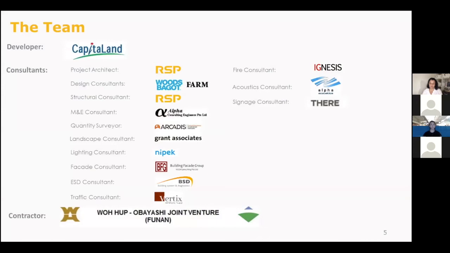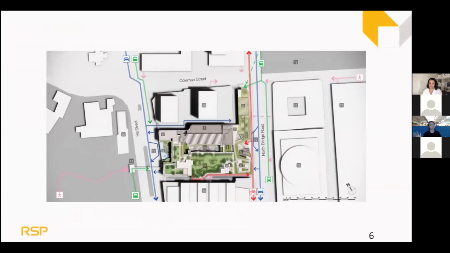RSP was the lead consultant with the developer CapitaLand, and the rest of the design consultants are as shown on screen. We also had a contractor, which is a homegrown firm, Woh Hup, pairing up with Obayashi for a joint venture. So this just sets some context for the development. Funan sits in the Civic District, so it is near icons such as the Supreme Court and Treasury, so construction was challenging. And it's also flanked by Hill Street and North Bridge Road, which are two main thoroughfares leading to the development. The massing is as shown.